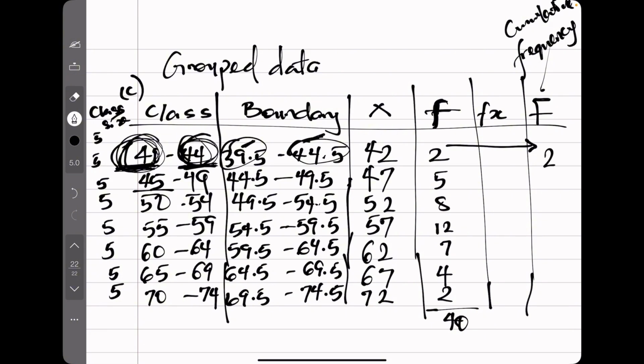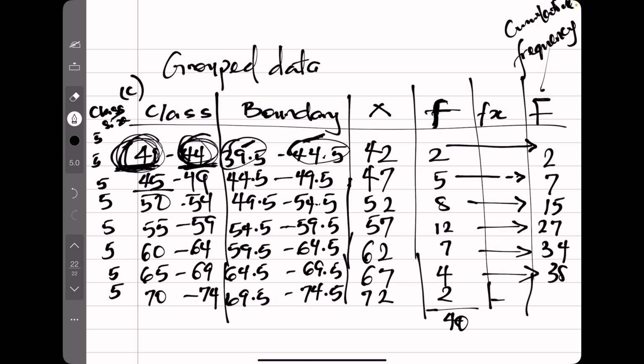For this line, you're going to have 7. On this next line, you're going to have 15. That's 7 plus 8, like that. Then for this line, 15 plus 12, which equals 27. Then 27 plus 7, we have 34. 34 plus 4, we have 38. 38 plus 2, we have 40.